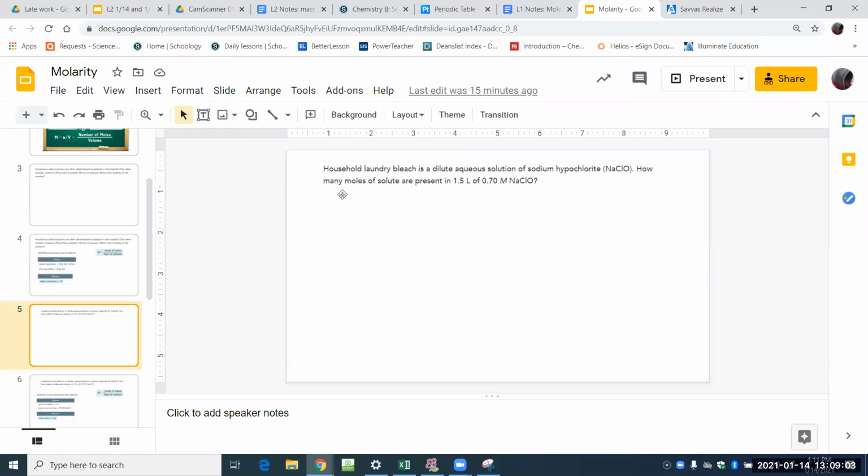All right, so hopefully you did very well on your previous checking for understanding, and we can move on to a different question. Okay, so let's read it together. A household laundry bleach is a diluted aqueous solution of sodium hypochlorite. It's just bleach. Here's the formula for it. How many moles of solute are present in 1.5 liters of 0.75 molar bleach? Okay, let's look at what's known and what's not known.